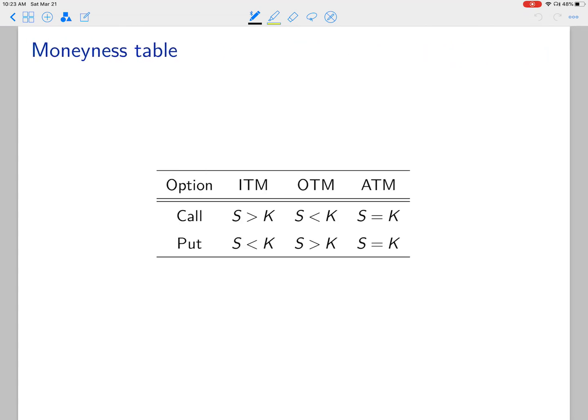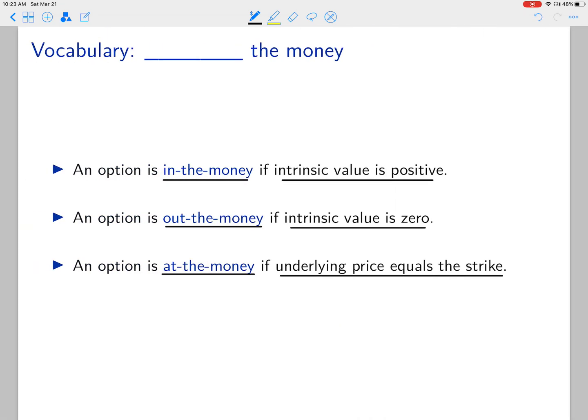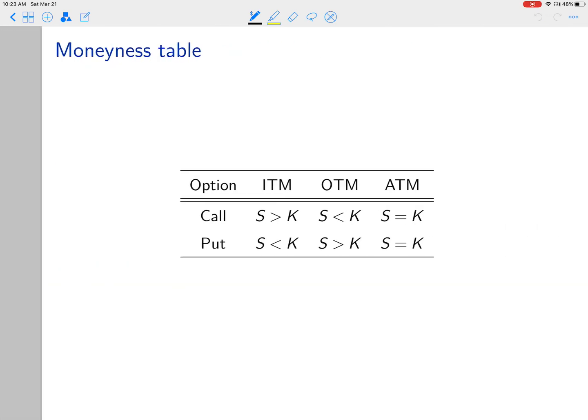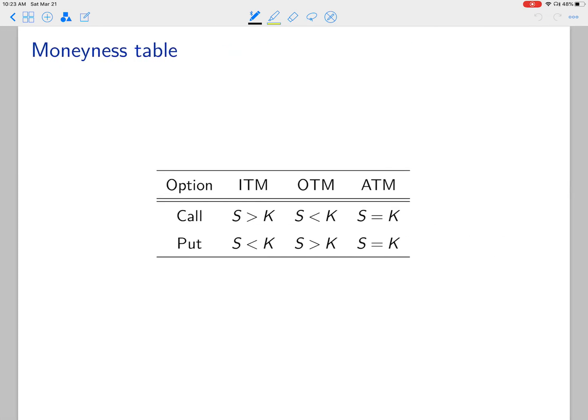Okay, so to figure out the moneyness of an option, we need to calculate its intrinsic value. So that means we need to know whether it is a call or a put. Okay. For a call, the option is in the money if the intrinsic value is positive. This occurs whenever the current stock price, S, exceeds the strike price, K. It's whenever we would exercise the option.